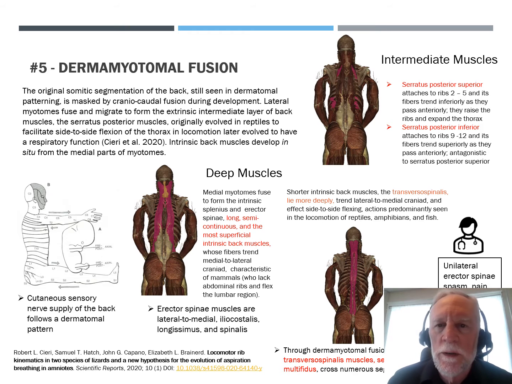A clinical correlation that dramatically illustrates the pull of the intrinsic back muscles crossing multiple segments is the functional scoliosis that results from a unilateral compression of a spinal nerve secondary to a ruptured intervertebral disc.